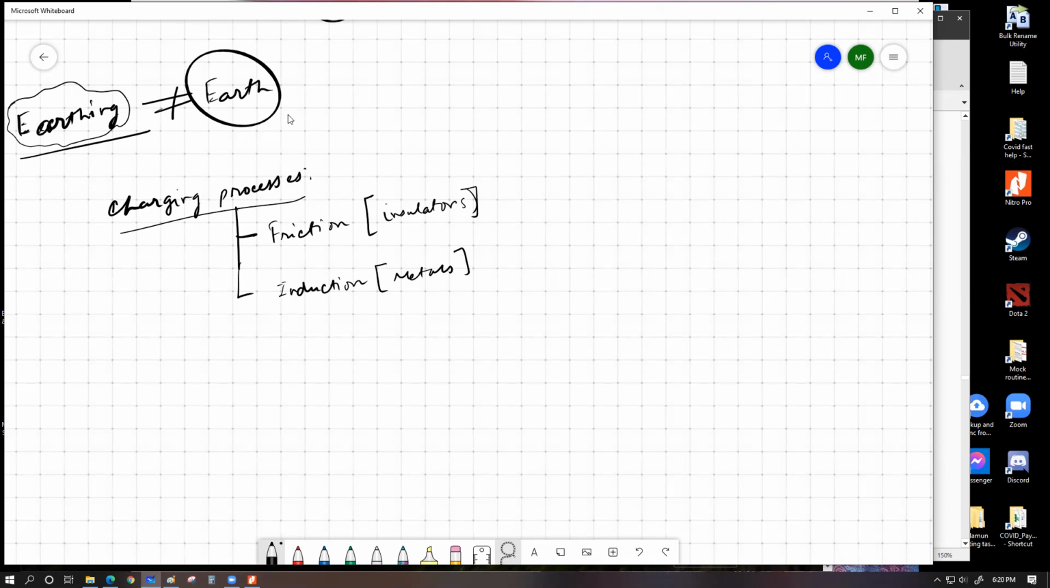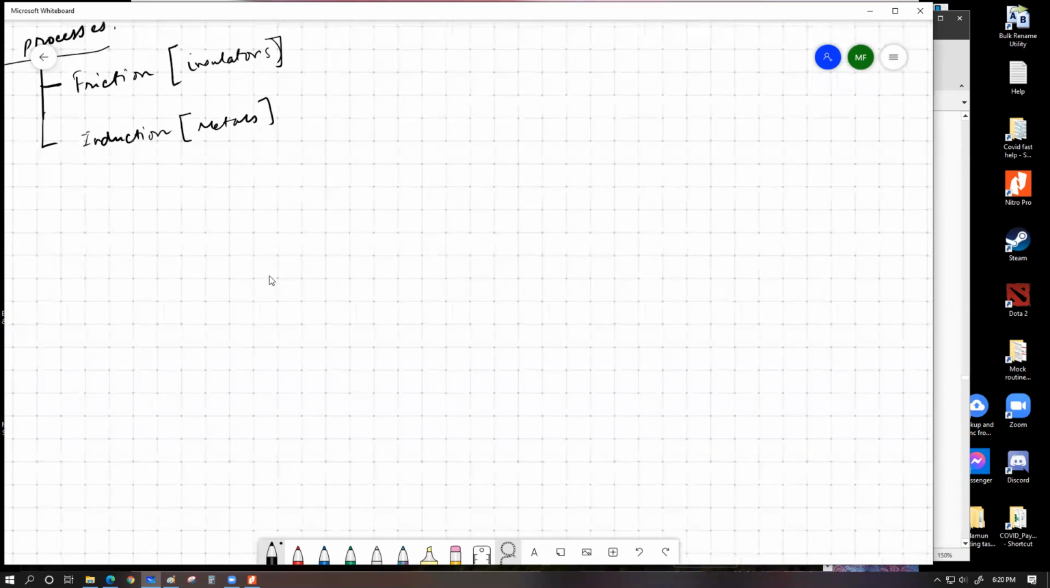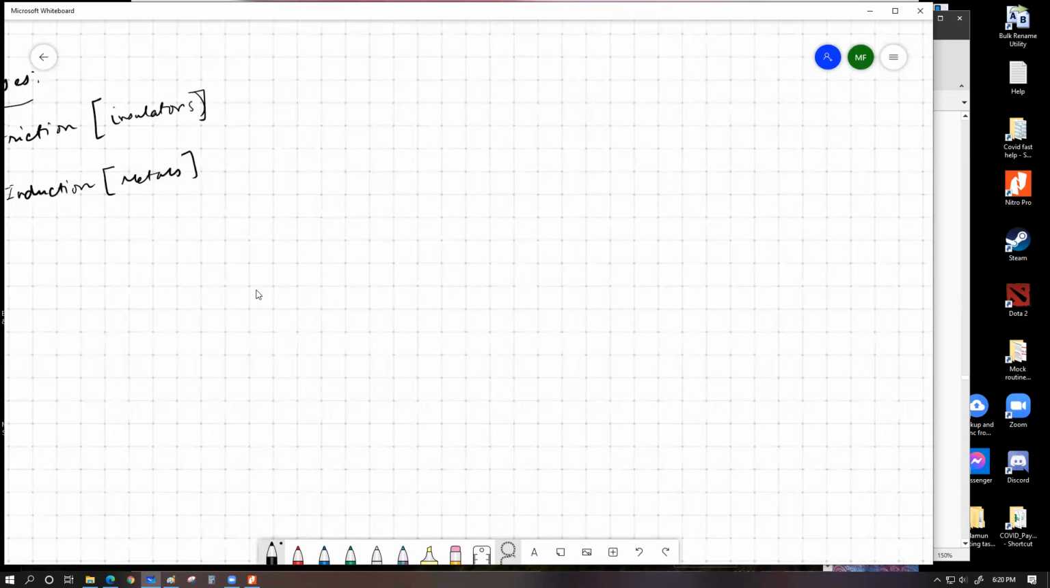Now, let me tell you how friction works. Let me just draw you a figure, and that might help you understand this better. Let's say this is an insulator atom, and this insulator atom has one outer shell electron over it. It has a lot of other electrons as well, but I'm just drawing one. Let's say this electron is attached to the atom with an energy of 10 joules.